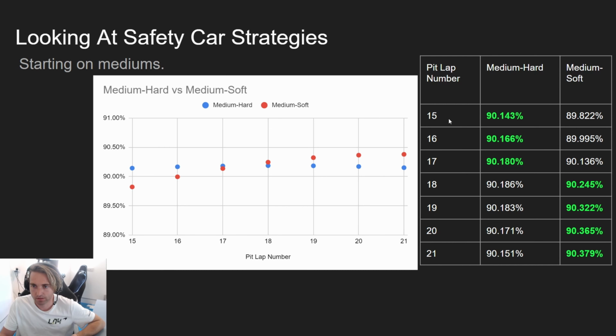What we have is if your pit lap number is 15, 16, or 17, because the safety car came out, you want to pit for hards if you're on mediums, and that's the recommended strategy to start on mediums. If it's 18 through 21, you want to go for softs. So you want to pit at whatever one is higher, because this is your average grip over the stint. So the blue dots are higher here. Then the medium soft strategy crosses over and becomes the preferred strategy between 18 and 21.